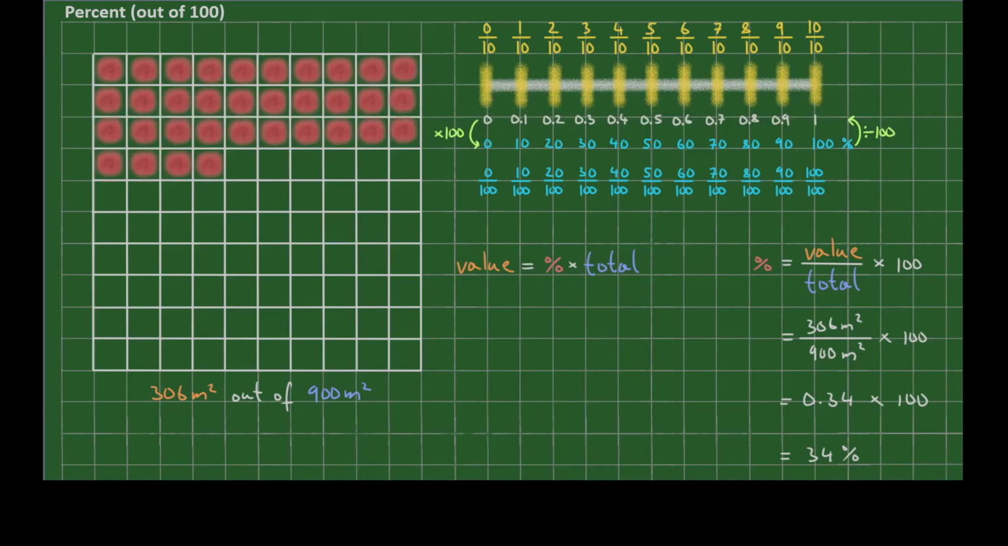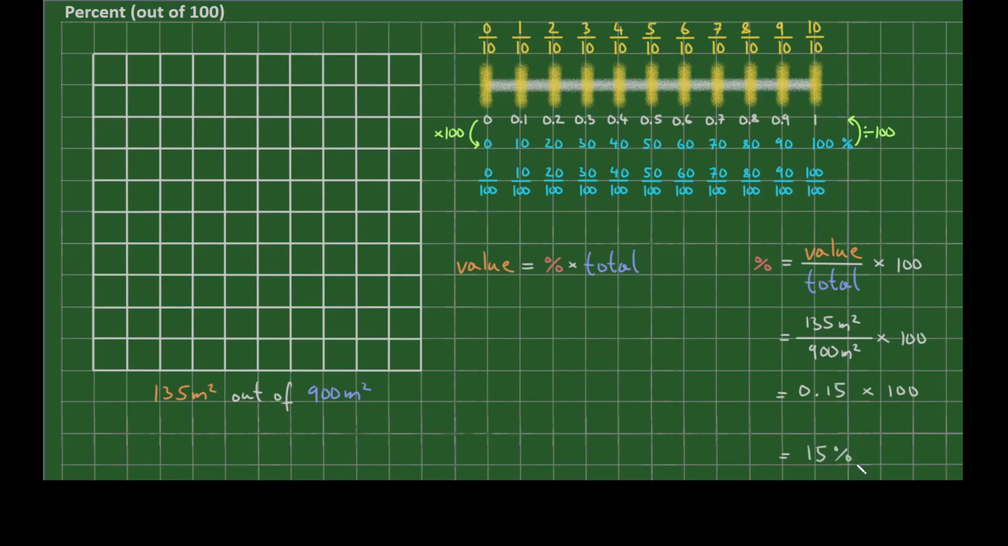Alright, let me do one more. This time I'm interested in calculating what is 135 square meters out of 900 square meters. The given value is 135, and that will be divided by the total, 900. In order to get to the percentage, I need to multiply by 100. 135 divided by 900 is 0.15, and when I multiply that by 100, that will give me 15%, represented by 15 little red squares on my diagram.